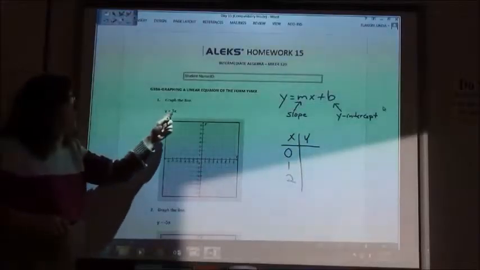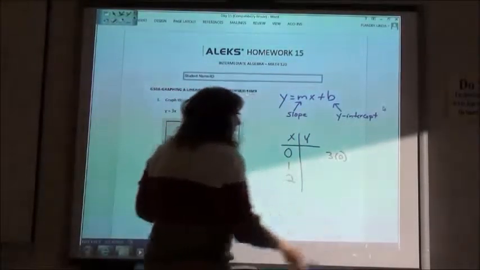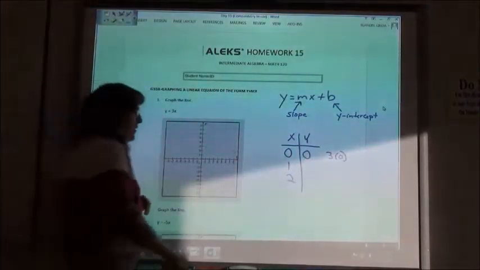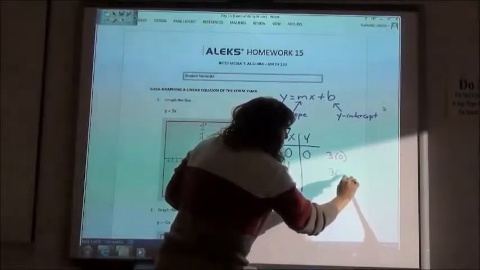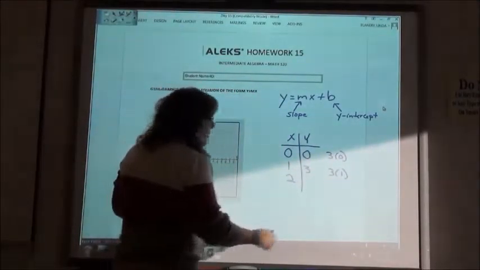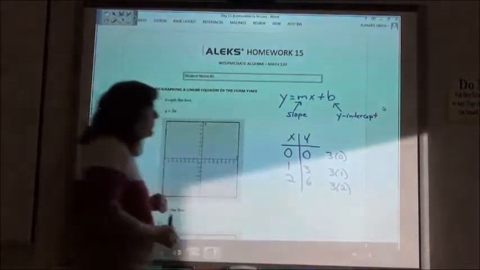So when I plug those numbers in, the first one I'm going to take 3 times 0. Well, 3 times 0, just going to give me 0. Then I'm going to do 3 times 1. Well, 3 times 1 is 3. And then I'm going to do 3 times 2. 3 times 2 is 6.